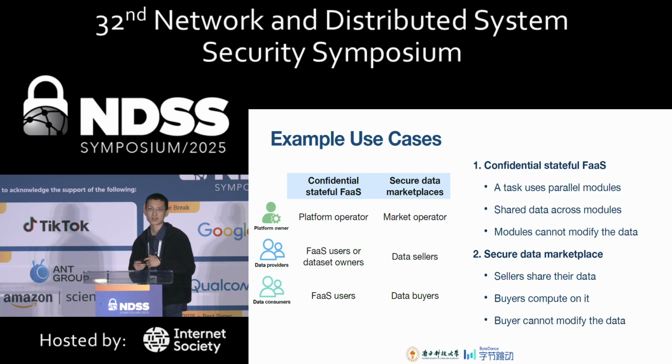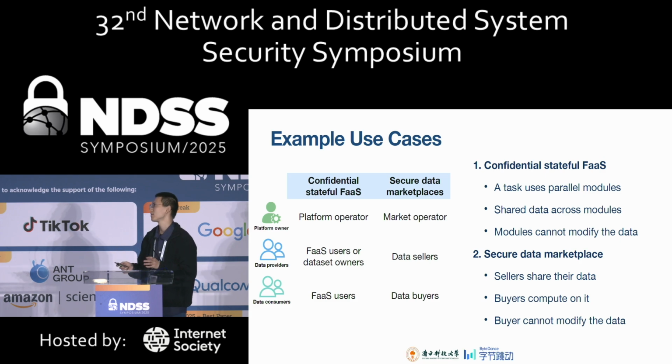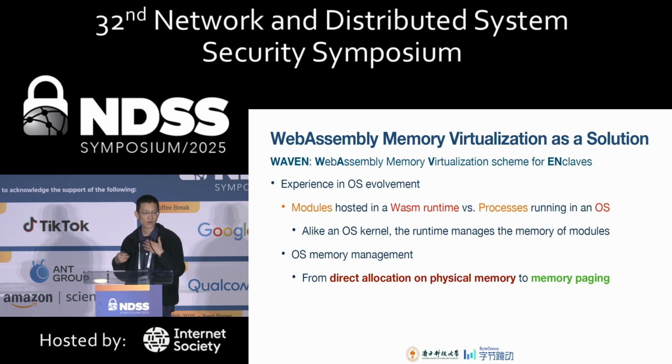Confidential stateful FaaS and secure data marketplaces are two concrete applications under the considered system model. They highlight the need for secure data sharing. In both settings, multiple Wasm modules may concurrently access the same data. So to make Wasm more compatible with in-enclave computing, we propose WAVEN, namely WebAssembly Memory Virtualization Scheme for Enclaves.